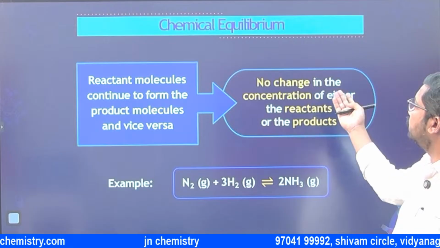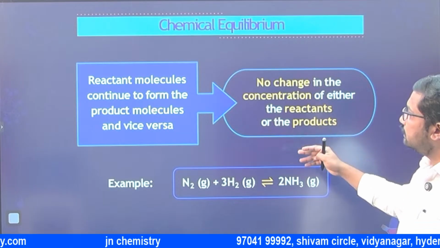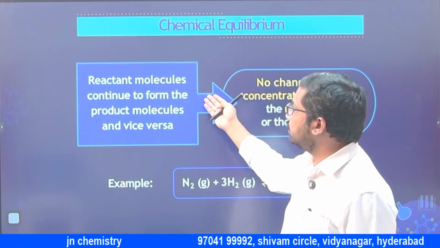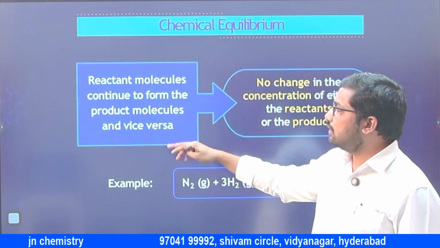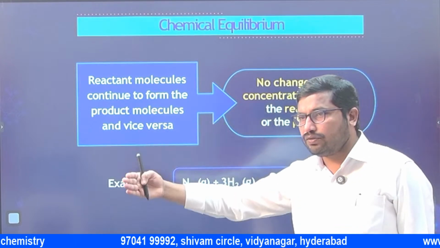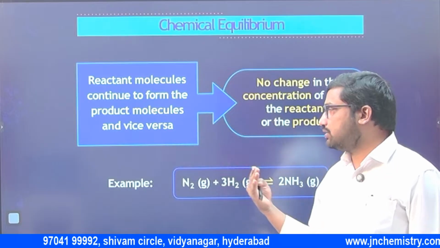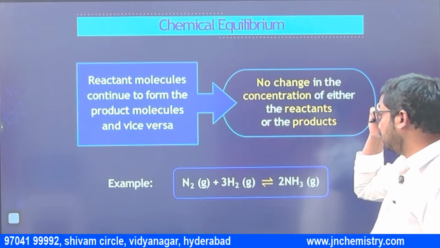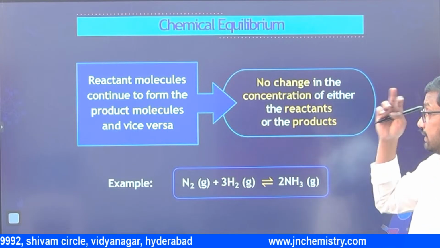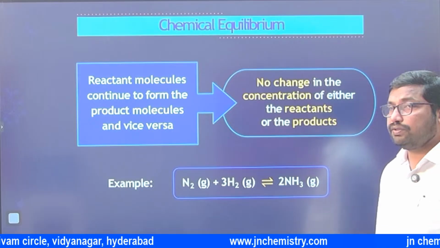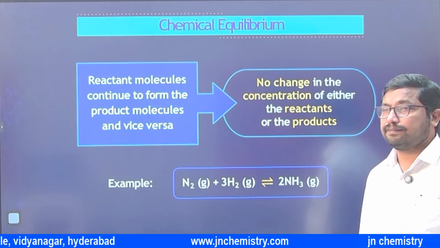Right. So no change in the concentration either in the reactants or products. Reactant molecules continue to form the products, and vice versa. Reactant is converting into product and product is converting to reactants. So already it is in equilibrium, there is no change. Okay, write this example. N2 plus 3H2 gives rise to 2NH3.